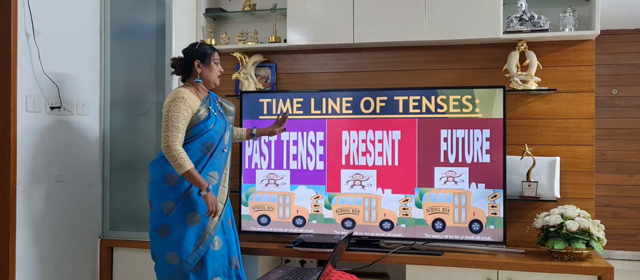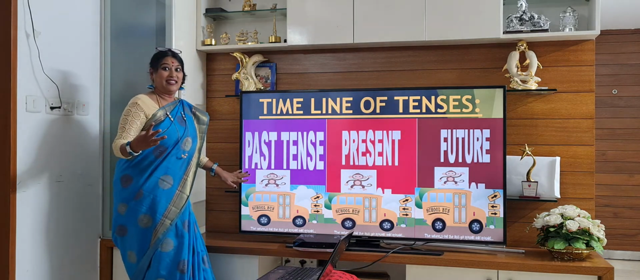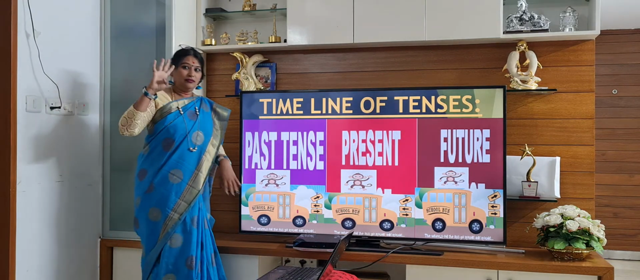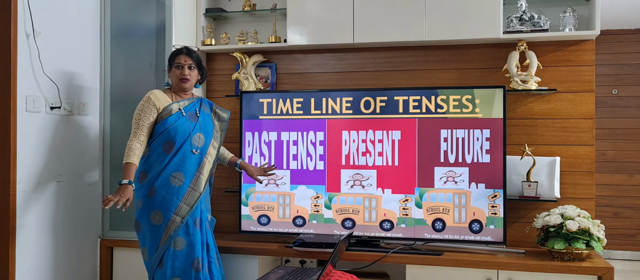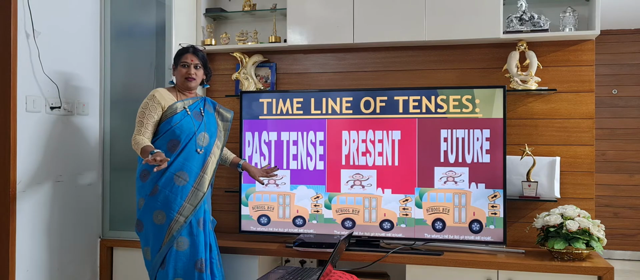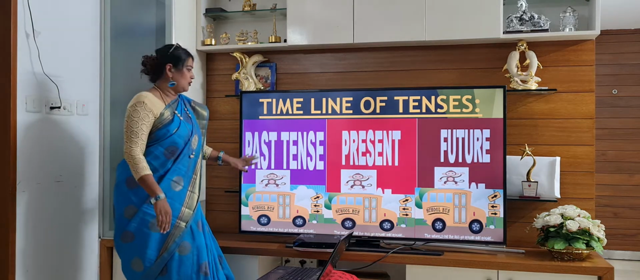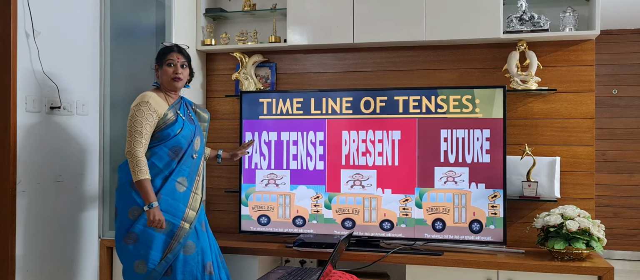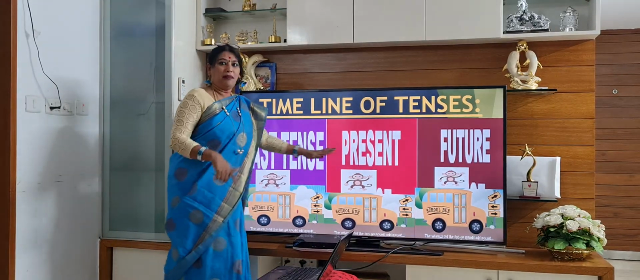Okay. So, as I said, these three main tenses have altogether 12 kinds of tenses. Same, wherever, you do not get confused at all. What you are supposed to remember? Past, present, and future.